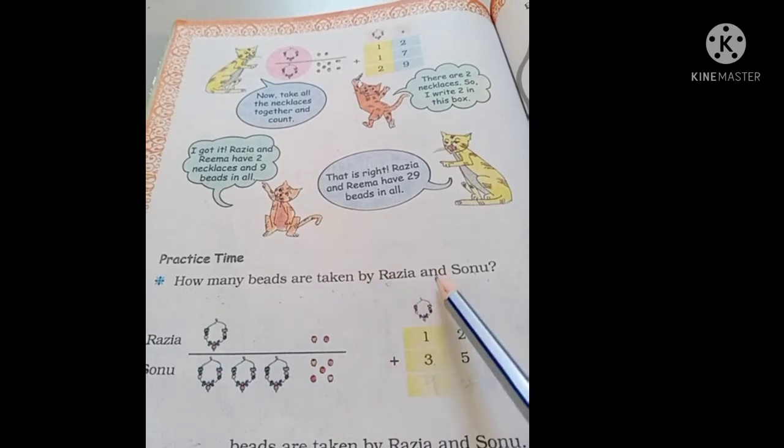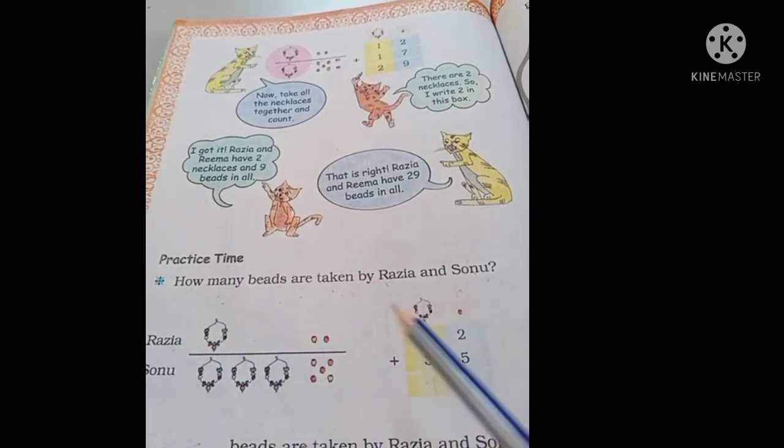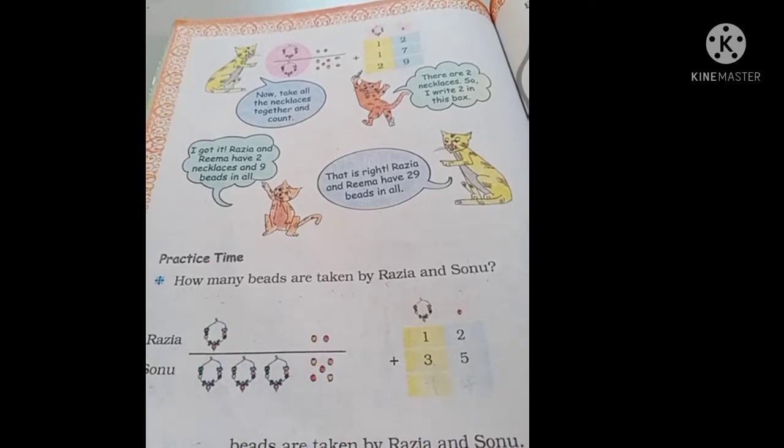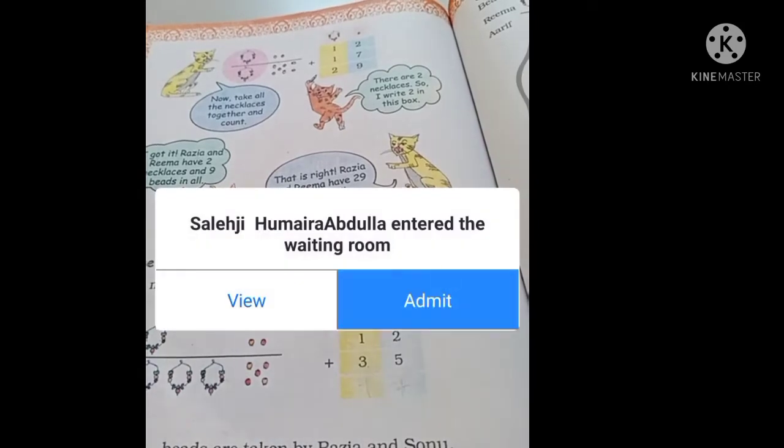Now students, the next practice time question is: how many beads are taken by Nazia and Sonu? So here students, Nazia took 12 beads while Sonu took 35 beads, right? So students, we have to find out the total, means we have to add these numbers.